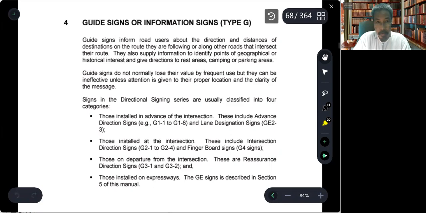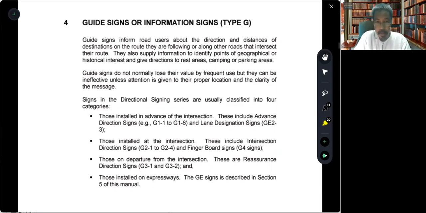Guide signs inform road users about the direction and the distances of destinations on the route they are following or along other roads that intersect their route. They also supply information to identify points of geographical or historical interest and give direction to rest areas, camping or parking areas. Guide signs do not normally lose their value by frequent use, but they can be ineffective unless attention is given to their proper location and the clarity of their message.